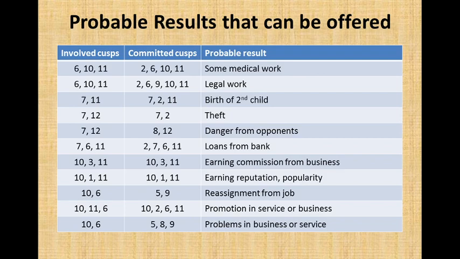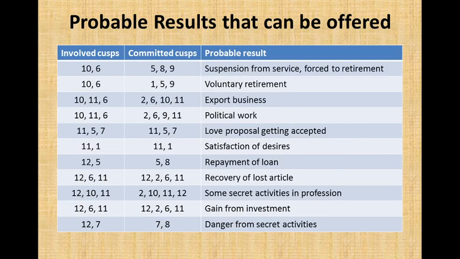Involvement of 10, 11, 6, and commitment with 10 to 6, 11, that's promotion in service or business. Involvement of 10 and 6, and commitment with 5, 8, 9, that's problems in business or service. Involvement of 10 and 6, and commitment with 5, 8, 9, that's suspension from service, forced to retire. Involvement of 10, 6, and commitment with 1, 5, 9, that's voluntary retirement.